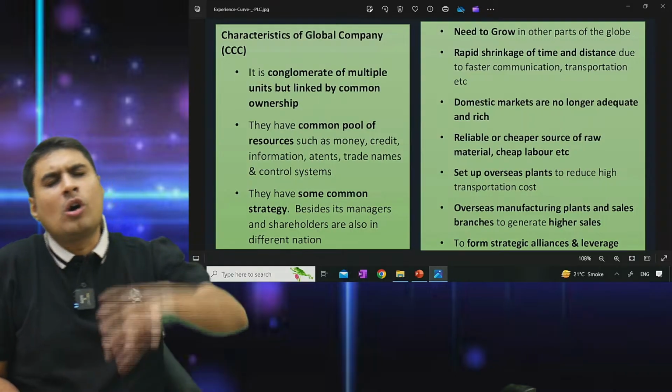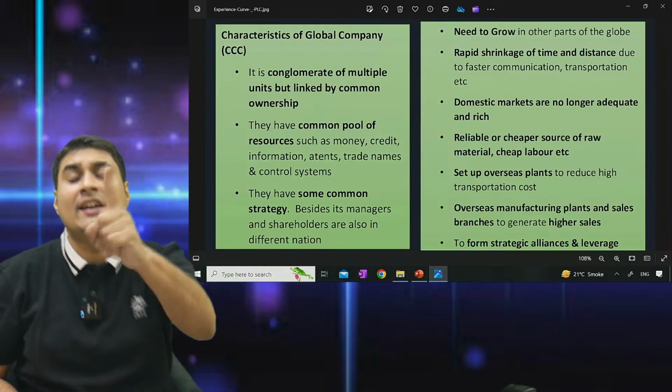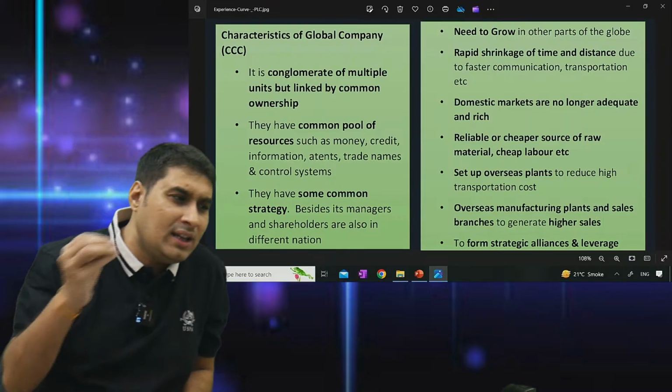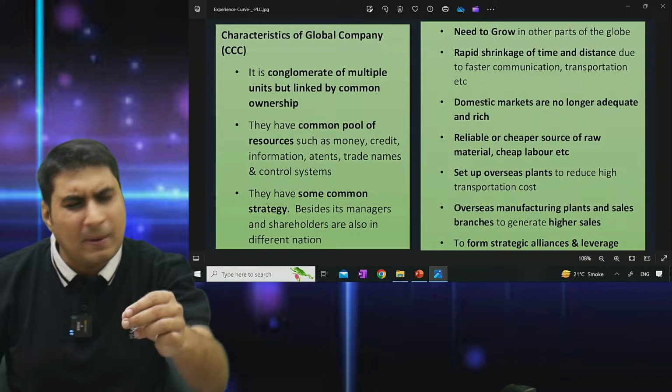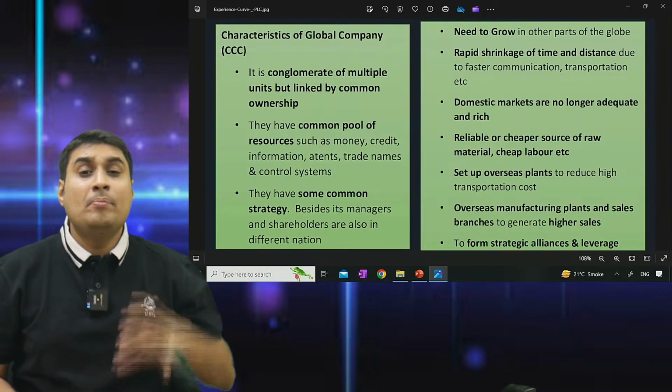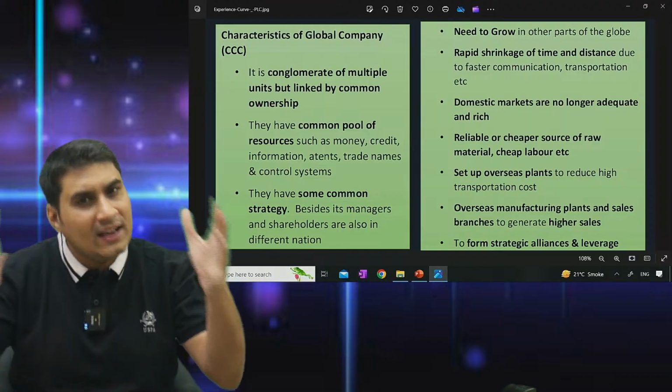See here. It is a conglomerate of several units linked by common ownership. They have a common pool of resources: money, credit, information, patent, trade name, control. They have a common strategy, and managers and shareholders could be in different nations.